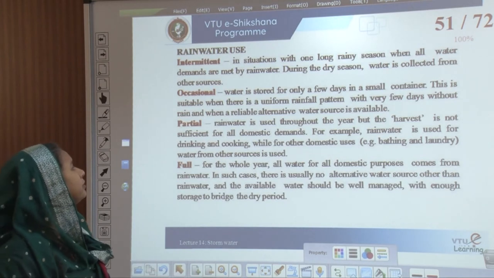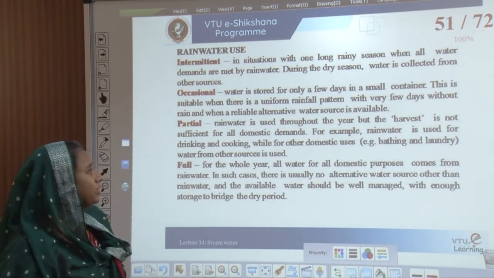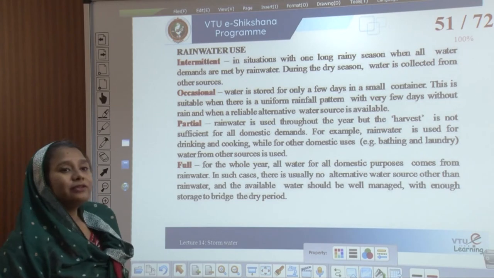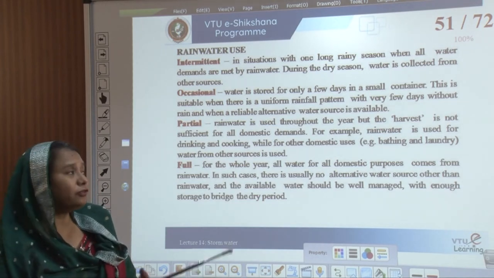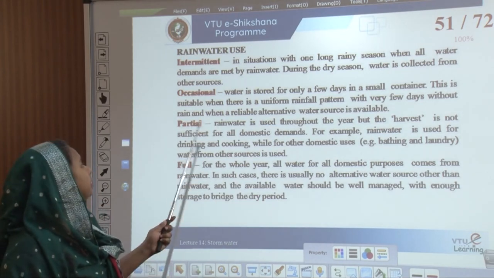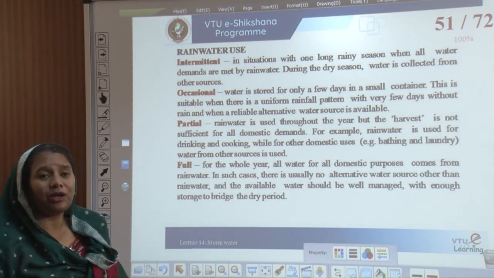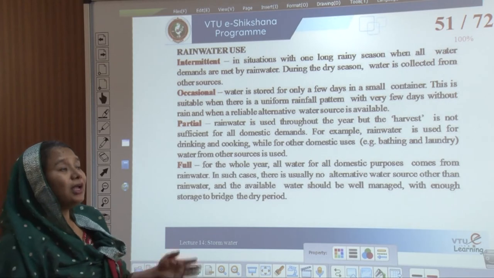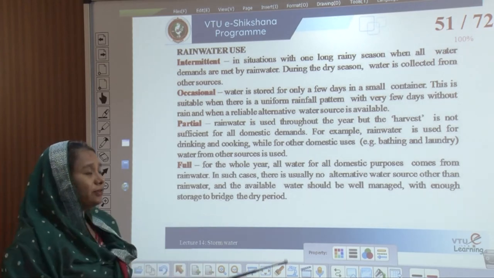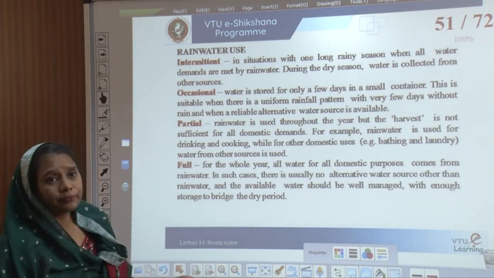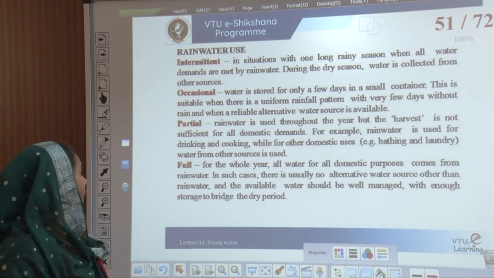Occasional, here the water is stored only for a few days in a small container. This is suitable when there is a uniform pattern of rainfall throughout, without a dry spell, and when a reliable alternative water source is available for us. So, if you have a water source alongside the rainwater harvesting, you use an occasional rainwater harvester.